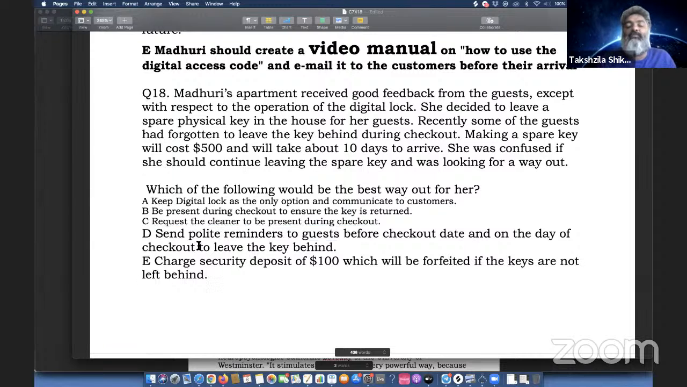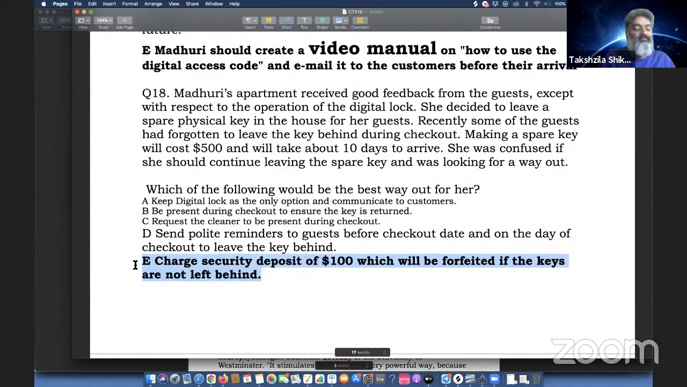Because okay, you will send a polite reminder, but maybe the guest will not remember because he's on a holiday, he has 20 things going on, and at the last minute he will be moving in a hurry and still take the key, right? But if there is a $100 deposit there, out of a budget of around $400, that means it's a reasonable chunk for a mental burden, right? That okay, I have to take that $100 from there. So my better option would be option E, right?